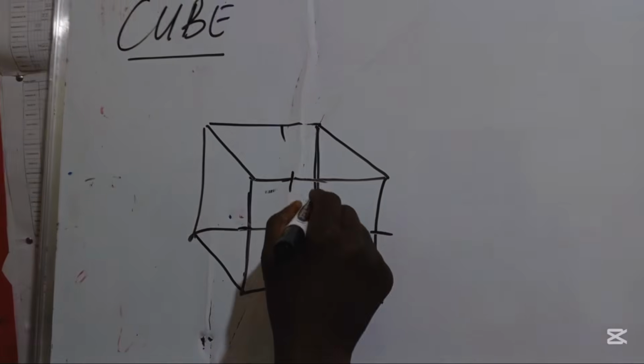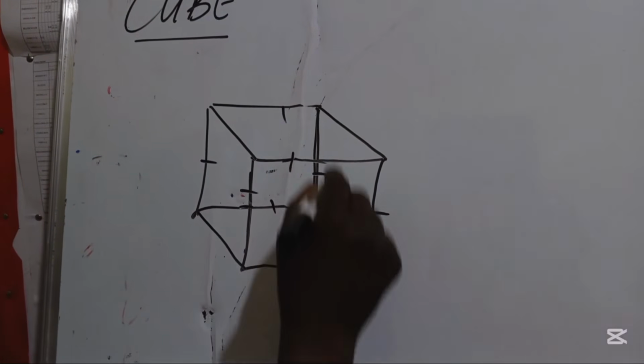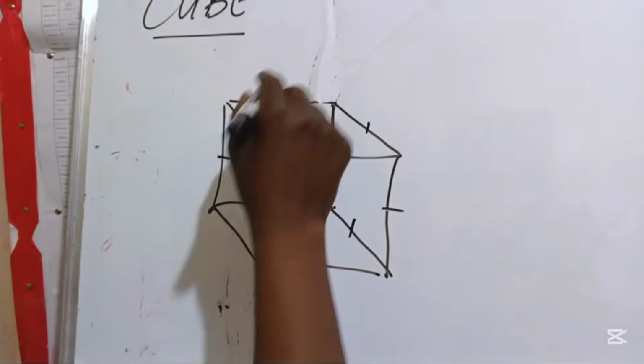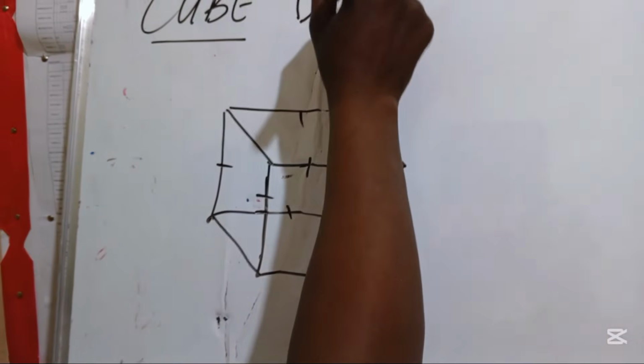This is a very special diagram. Why is it special? Because all sides are equal. So this cube is just like a die. You know what a die is? It is just like a die.